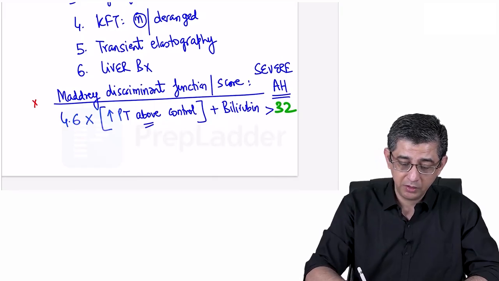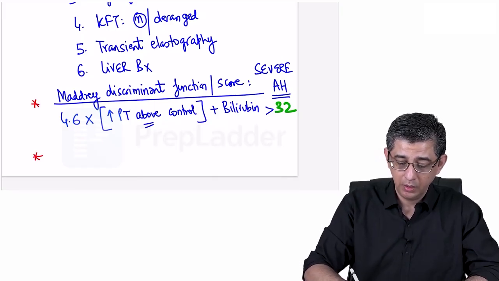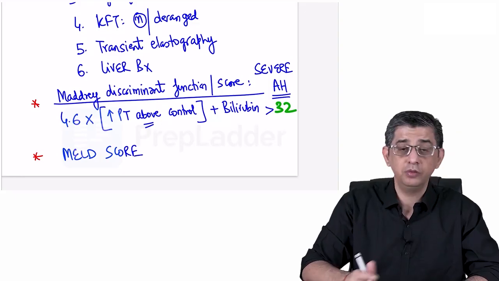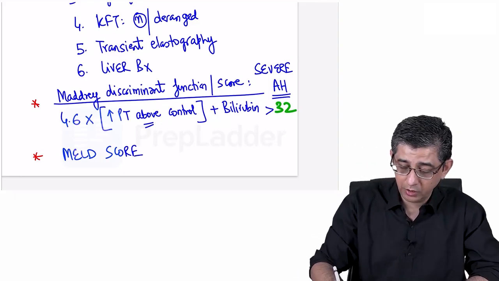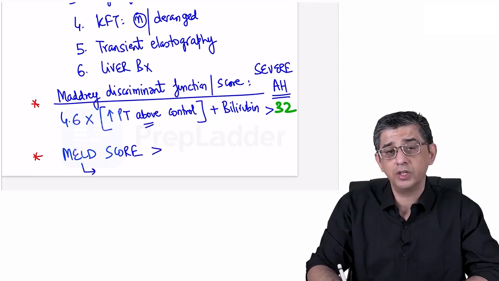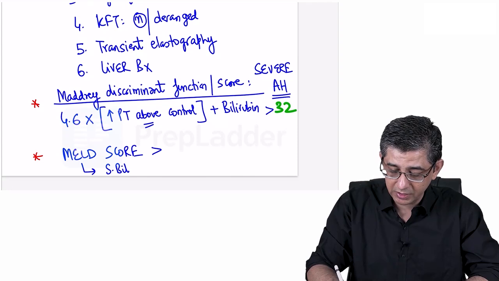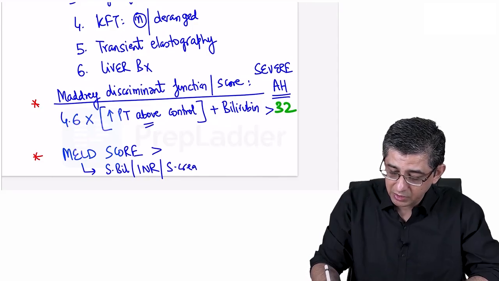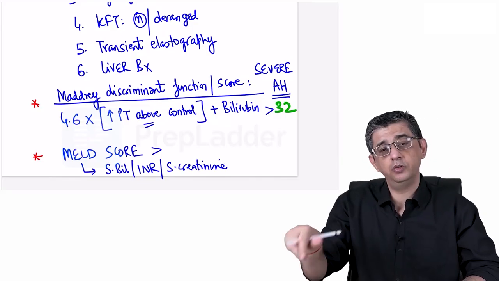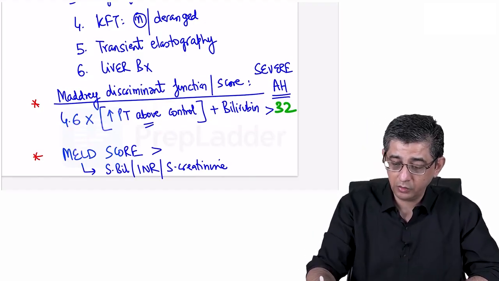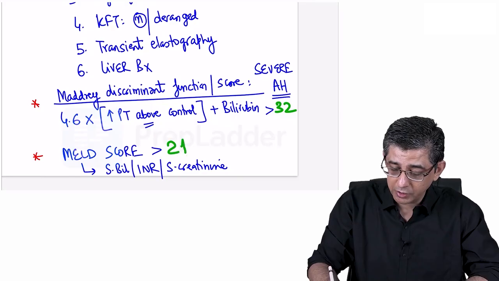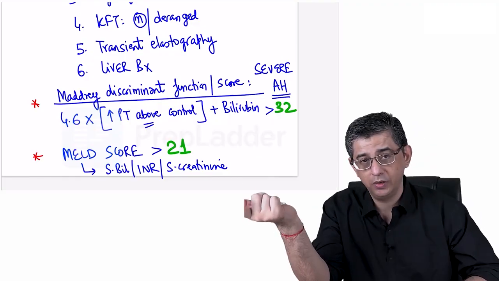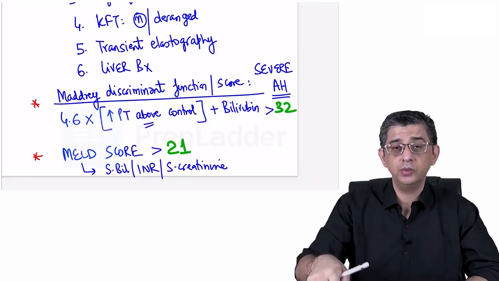Another way of intervention is the standard MELD score, model for end stage liver disease score, that I have described even with respect to fulminant hepatic failure. Before I jot down the value here, let's quickly revise the components of model for end stage liver disease: serum bilirubin, international normalized ratio, and the third parameter, serum creatinine. Once you remember the three parameters, remember that the cutoff beyond which you will initiate treatment is 21.